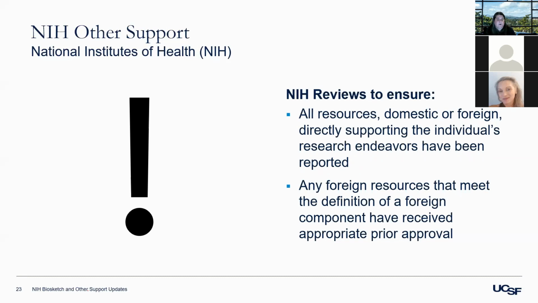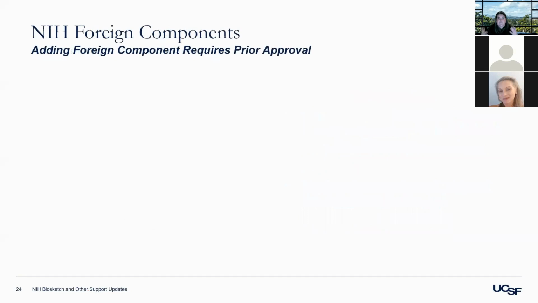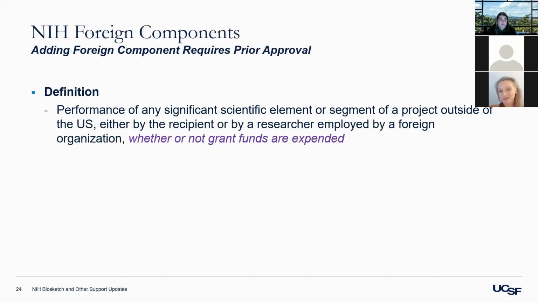So let's dive a little bit deeper on what they're talking about for foreign component. What is a foreign component? NIH's definition of foreign component is the performance of any significant scientific element or segment of a project outside of the US, either by the recipient or by a researcher employed by a foreign organization, whether or not grant funds are expended. So any portion of the project happening in a foreign location is a foreign component. The standard that we think about is a subrecipient to a foreign entity.